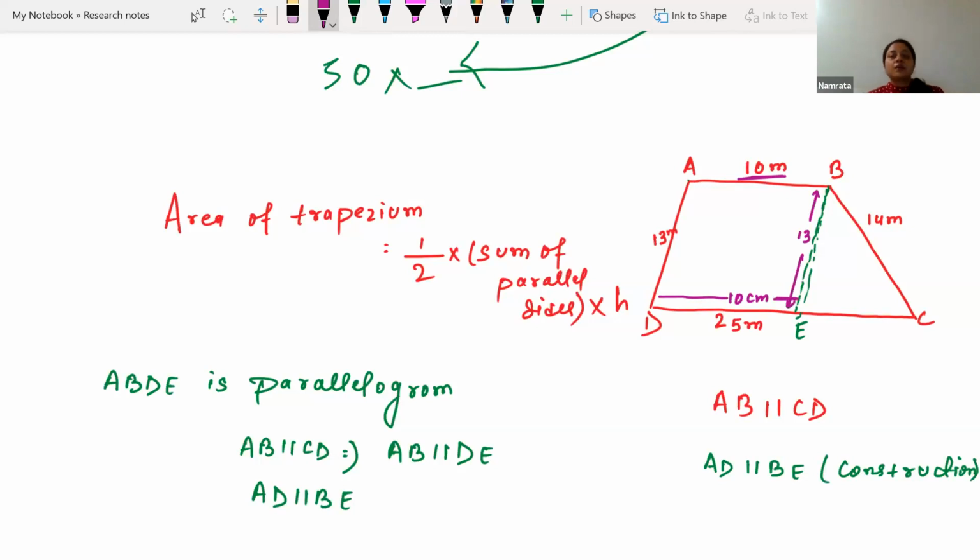Yes. Okay. Now, if we are talking about the triangle, I mean the triangle BEC, do we know all the sides? One is 13, another is 14, and this one, can I say this one is 25 minus 10?